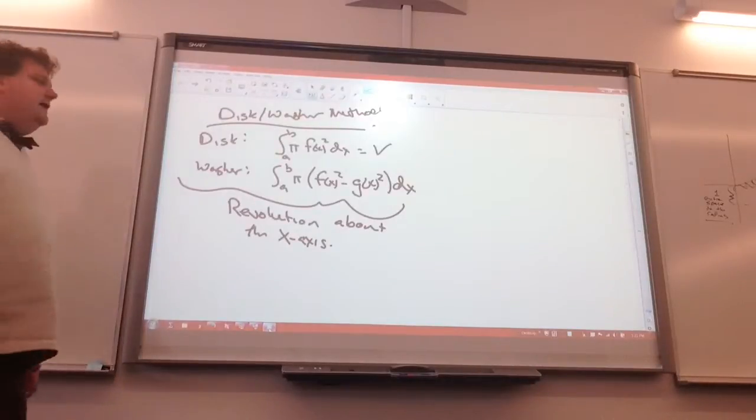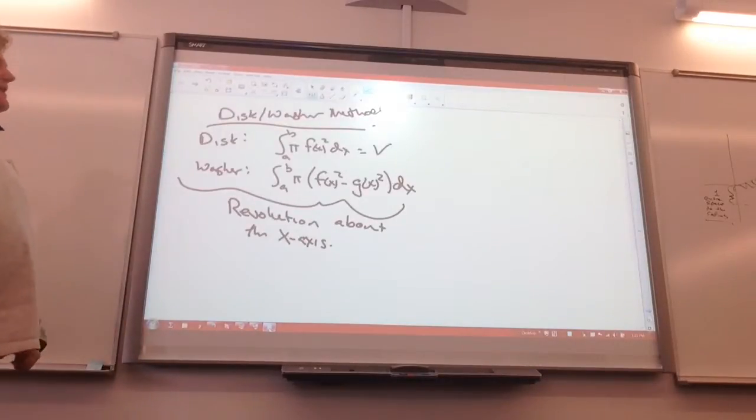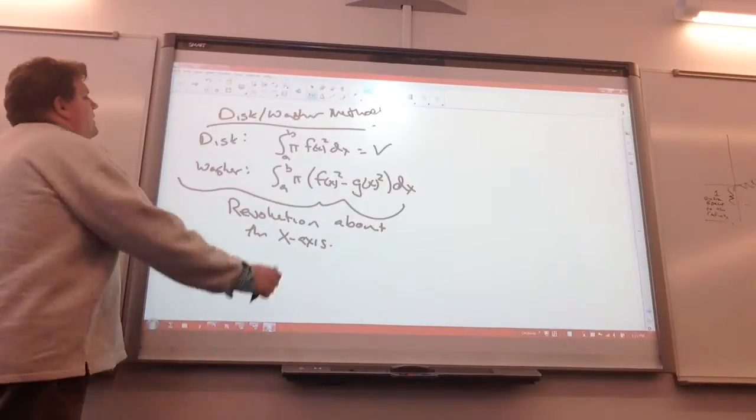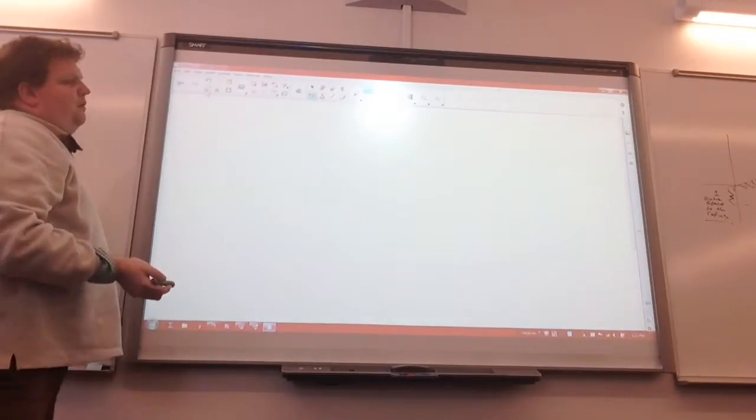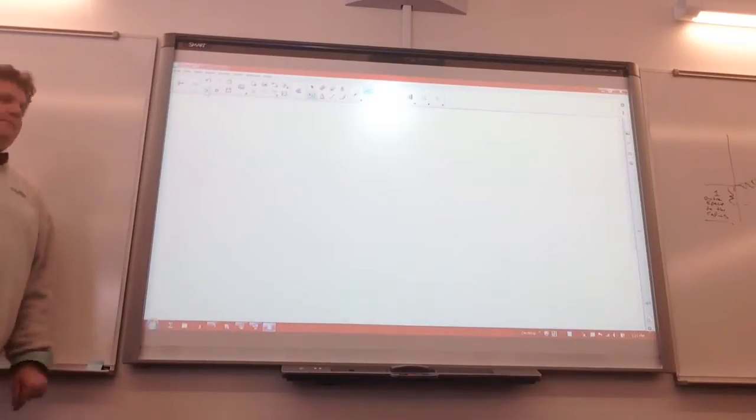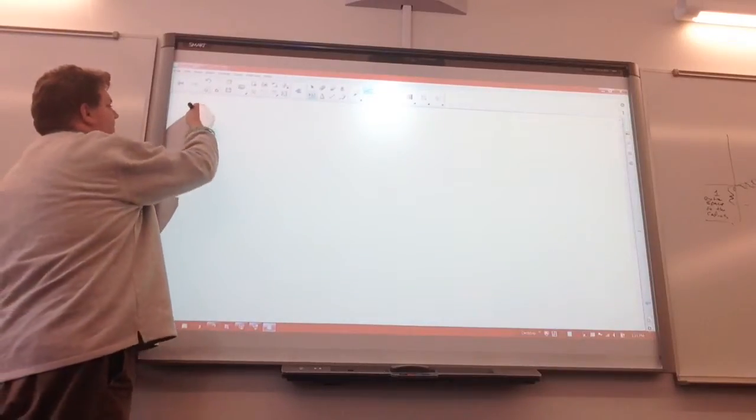But what we're going to see today is that we can do this about other axes. It doesn't always have to be the x-axis, and we've got to learn how to work with that. So there are variations on how the disk and washer methods work that pop up from time to time. We're going to do an example under normal conditions, and then look at one of the variations. The normal one should be fairly easy.